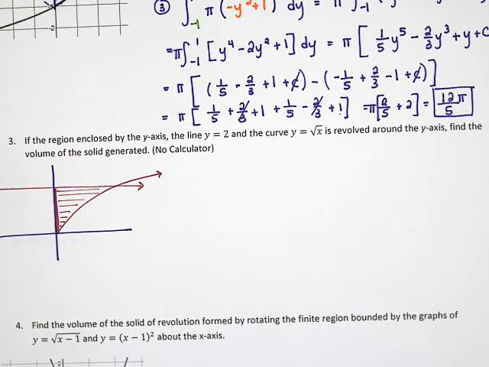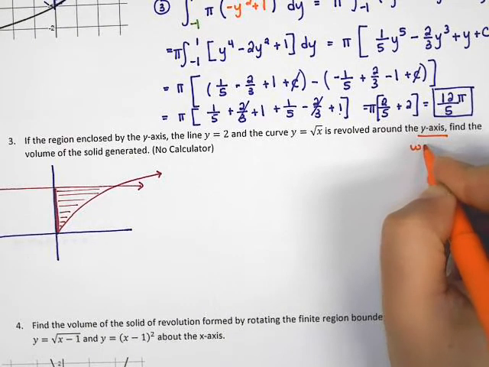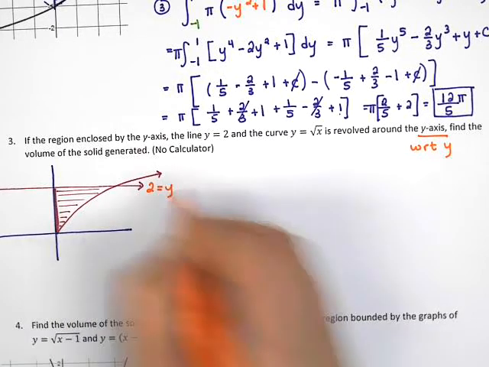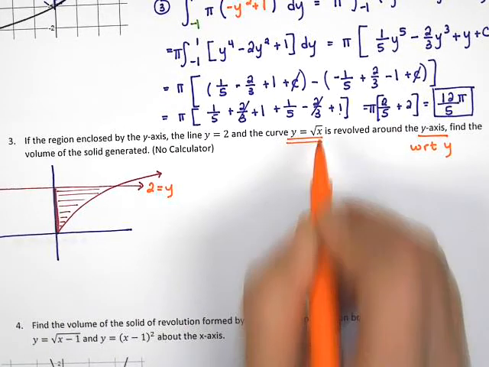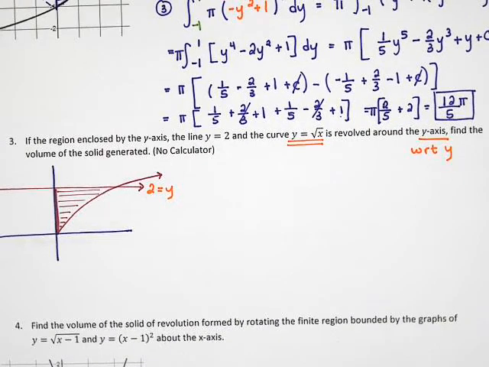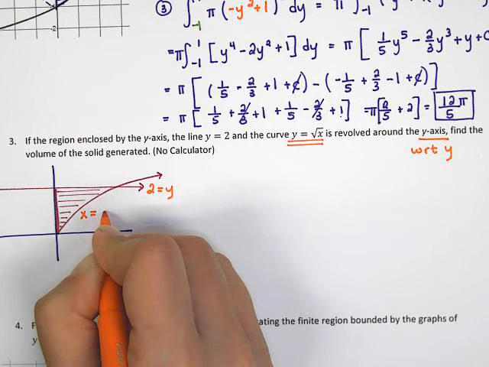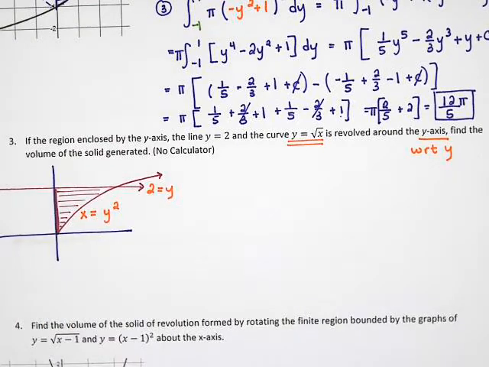Now it says we want to rotate around the y-axis, so we're going to be doing everything with respect to y in this problem, which means that right away I'm going to leave this a 2, but right away I'm going to rearrange this equation and get x by itself. So if I get x by itself, this becomes x equals y squared. I'm just going to label that there.